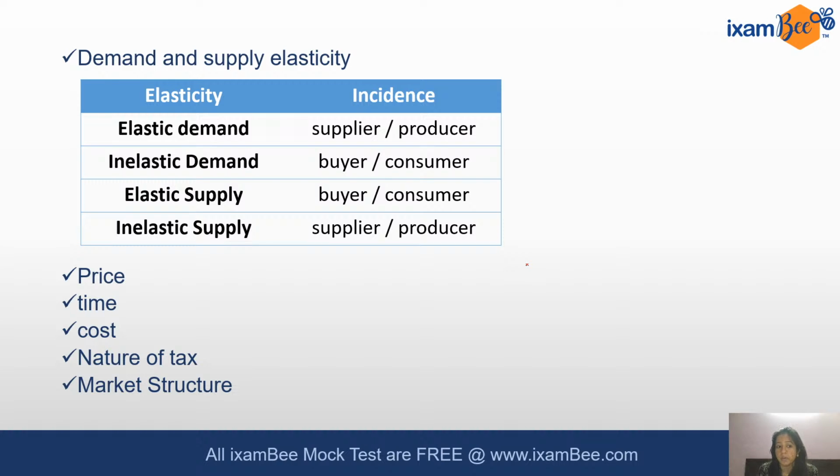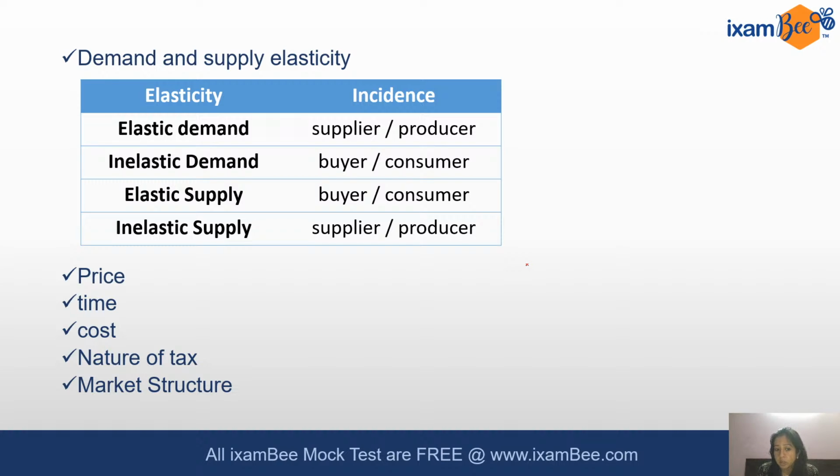If there is no change in the price, then there will be no effect on the buyer. And if there is time to change the level of production, when we are talking about the long run, and the producer can change the production level, there will be chances of elastic supply. In that case, the consumer will be the one who bears the burden of the tax. And likewise, we talk about cost, whether the industry is an increasing cost industry or a decreasing cost industry.